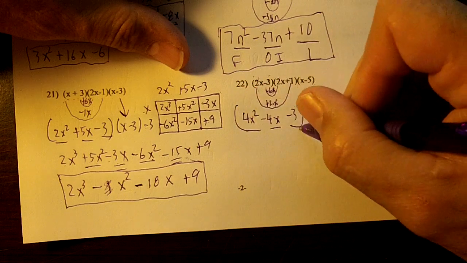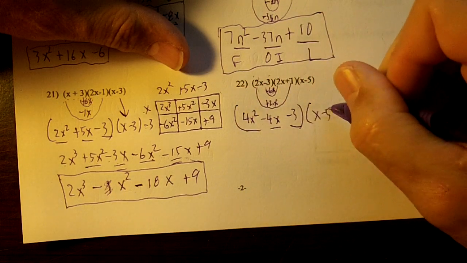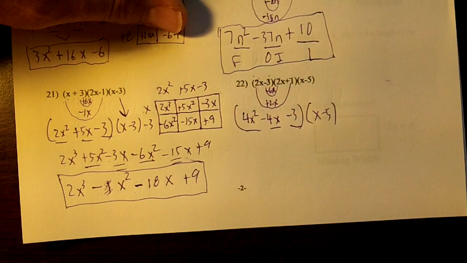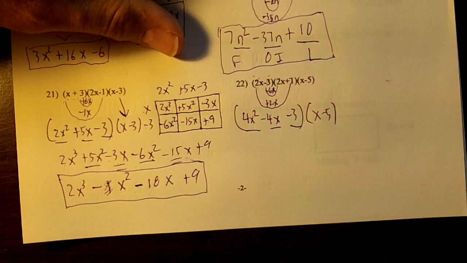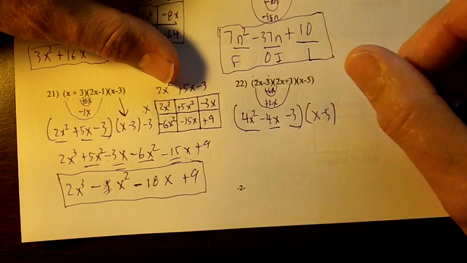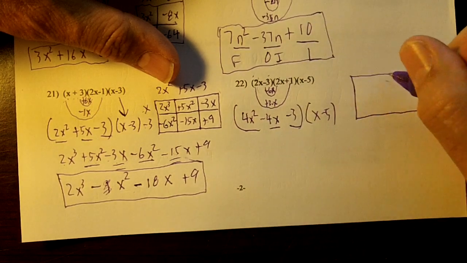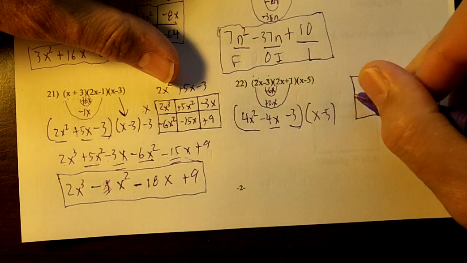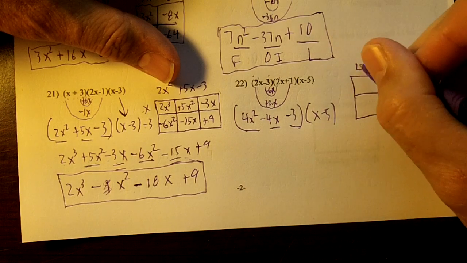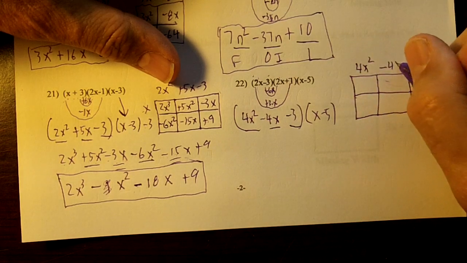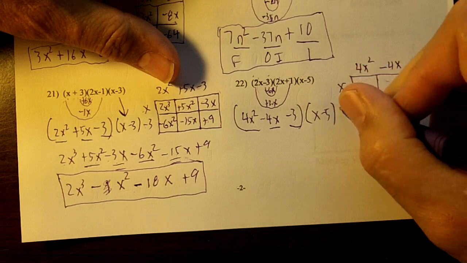Put this in parentheses, and we still have to multiply by the x minus 5, don't we? You're going to have to do this on your test, so make sure you can do this. Now then, we're going to multiply with the box. A lot of steps here. One sign and number that's wrong, the whole thing's wrong. Write down 4x squared minus 4x minus 3, and then x minus 5.